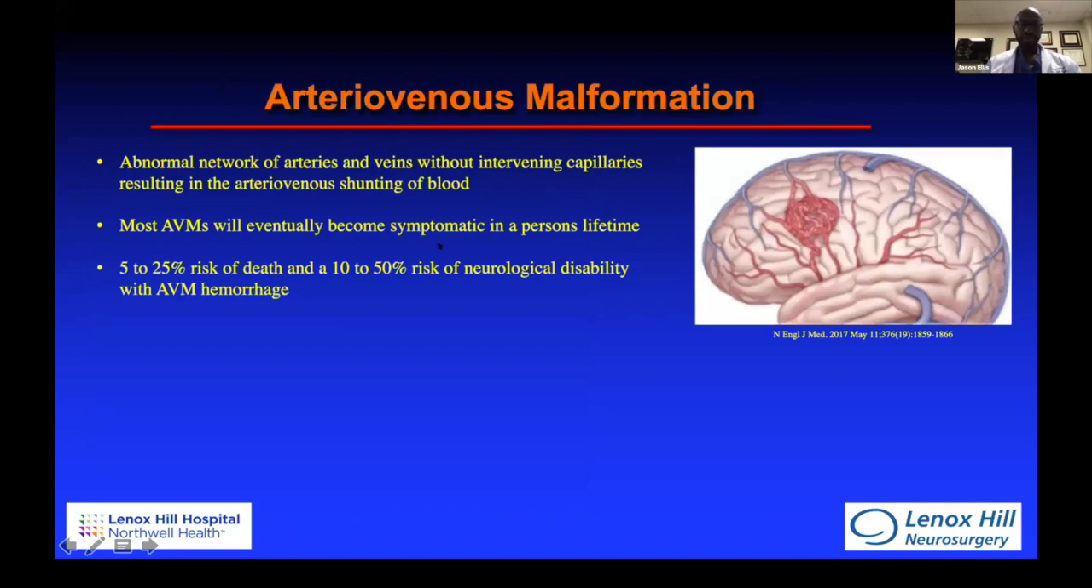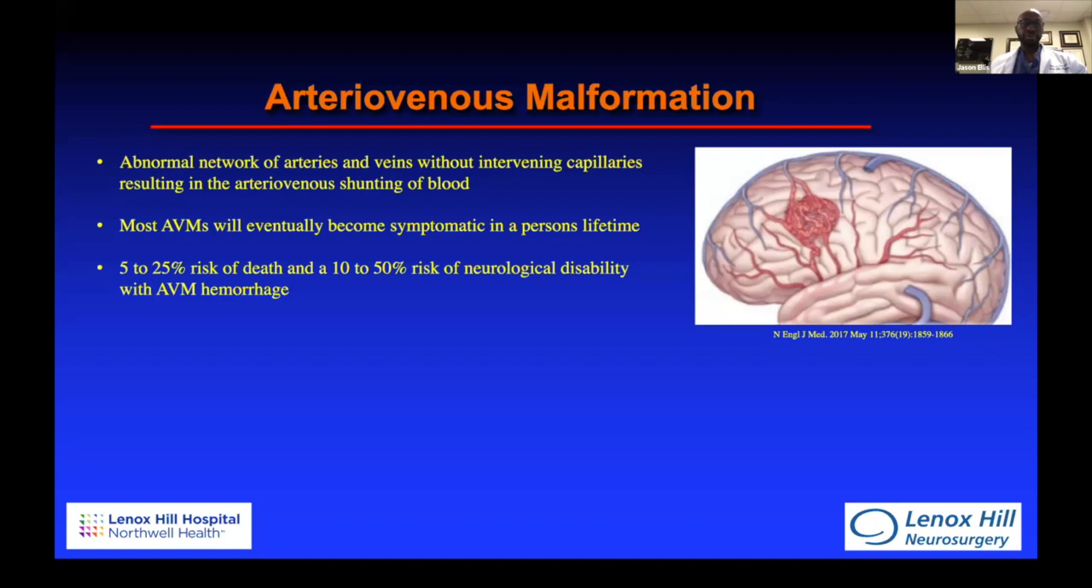So let's move on to arteriovenous malformations. These, unlike cavernomas, are very high flow, high risk lesions. It's an abnormal network of arteries and veins where there is arteriovenous shunting of blood without an intervening capillary network. So you're really having the high pressure within the arterial system being transmitted to the venous side, and that creates a potential for a significant amount of bleeding. Most AVMs will become symptomatic. It's just a fact.